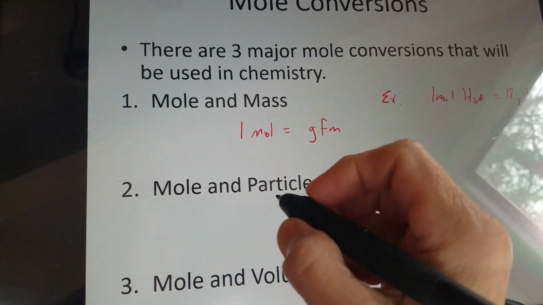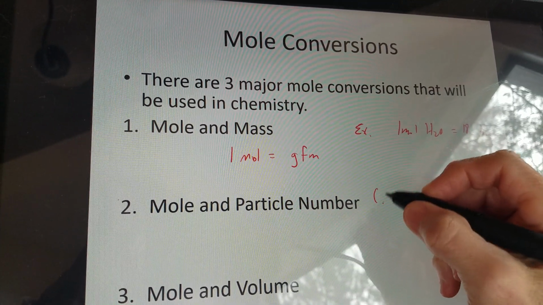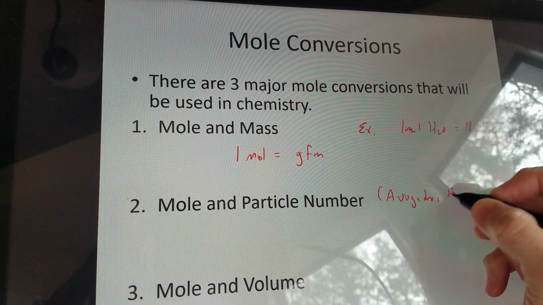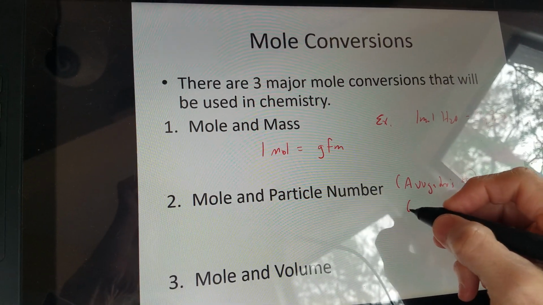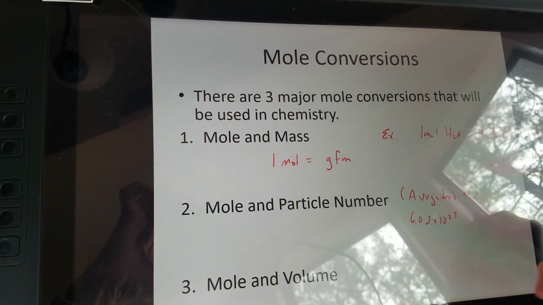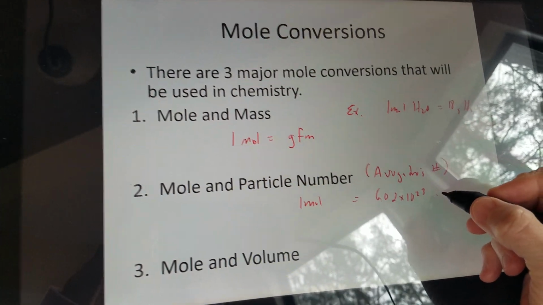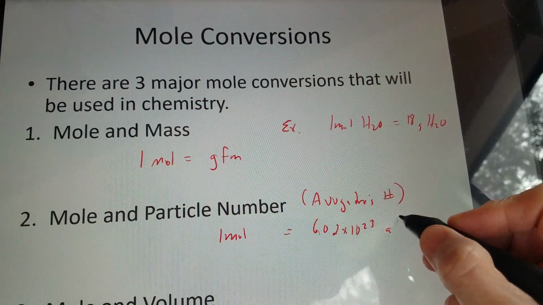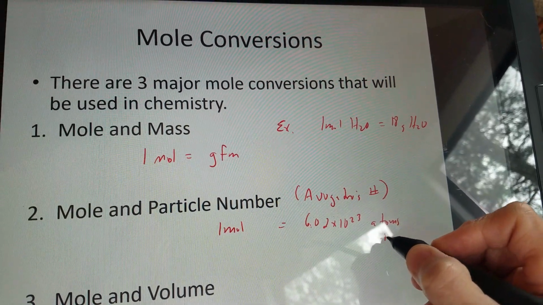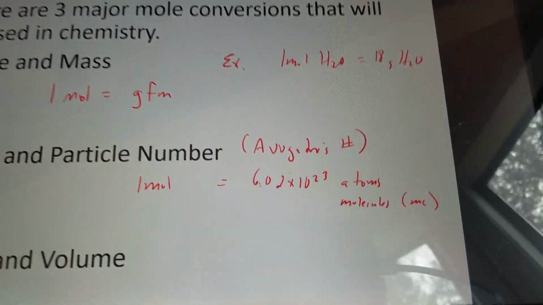A second one we talked about before was dealing with moles and particle number. This is when you're going to use Avogadro's number, which is 6.02 times 10 to the 23. This is equivalent to 1 mole of any substance, and we typically use this in relation to either atoms if you're dealing with a single element, or molecules if you're dealing with a compound. And I just use MC as an abbreviation for molecules.